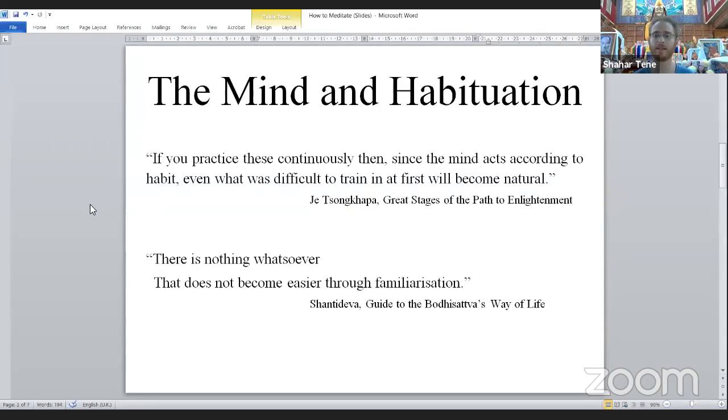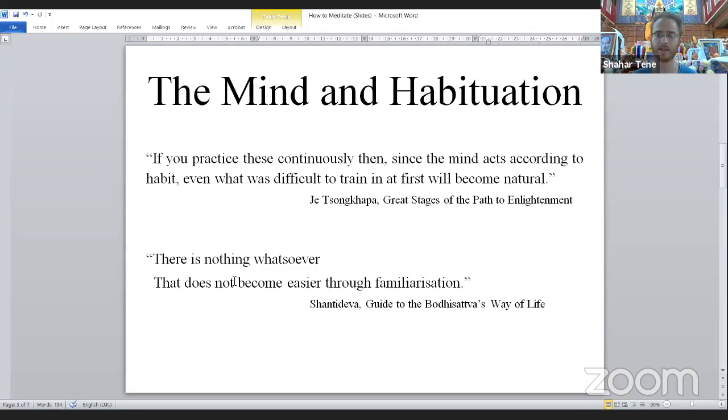So just to reiterate the point, we find this in many texts, this idea of the mind being a creature of habit. It says in the Lamrim Chenmo, the great treatise on the stages of the path of enlightenment, if you practice these continuously, which can refer to any type of practice, then since the mind acts according to habit, even what was difficult to train in at first will become natural, right? So we now understand what that's pointing to: just through the act of developing the mind in a continuous practice, since the mind always follows upon that habituation, even things that were difficult in the beginning can become natural for us.